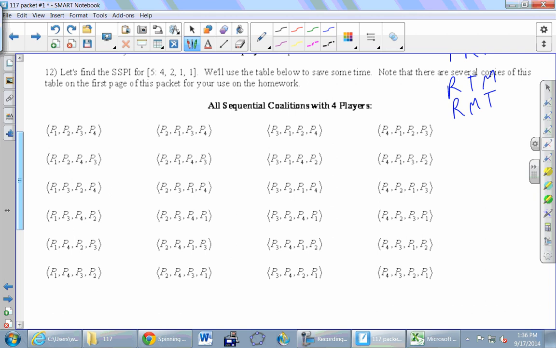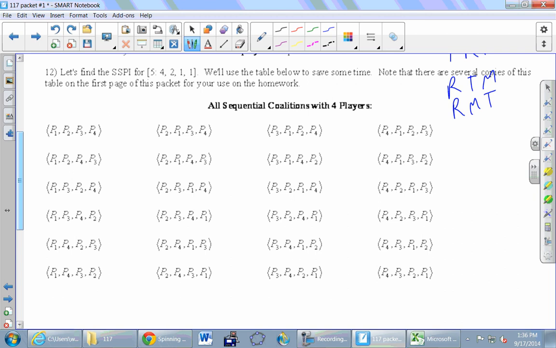We're going to do this process for number 12 without the markers. So we're going to find the SSPI, Shapley-Shubik power index, for this weighted voting system, 5, 4, 2, 1, 1. How many players? 4. How many sequential coalitions when there are 4 players? 24.